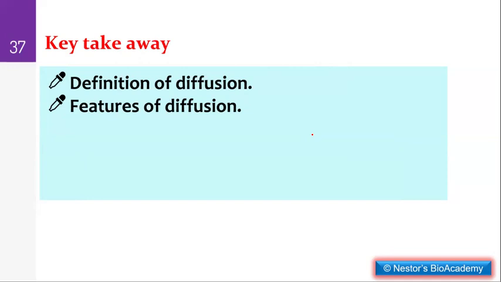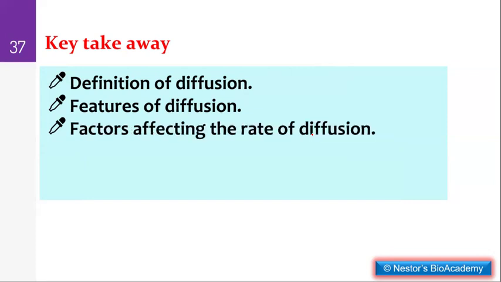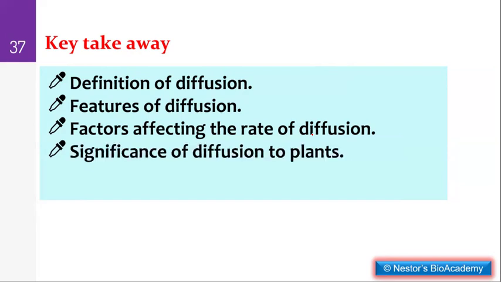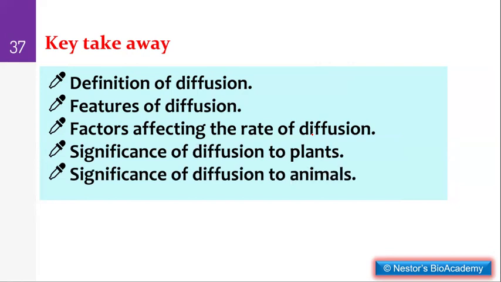We also talked of the fact that diffusion involves movement along a concentration gradient, and it can occur either across a semi-permeable membrane or not. And remember the key experiment we have described. It's very important that you understand the selective diffusion process that is evidenced by that experiment. Then the factors affecting the rate of diffusion, you need to be able to note them and describe them. And of course, significance of diffusion to plants and significance of diffusion to animals.